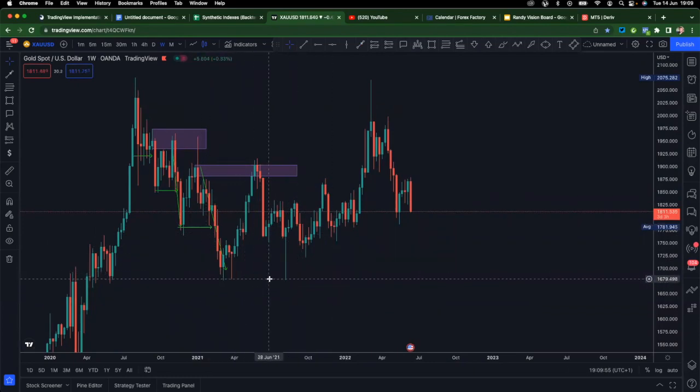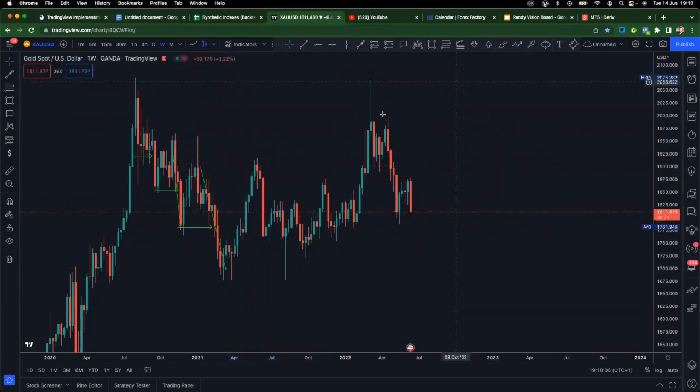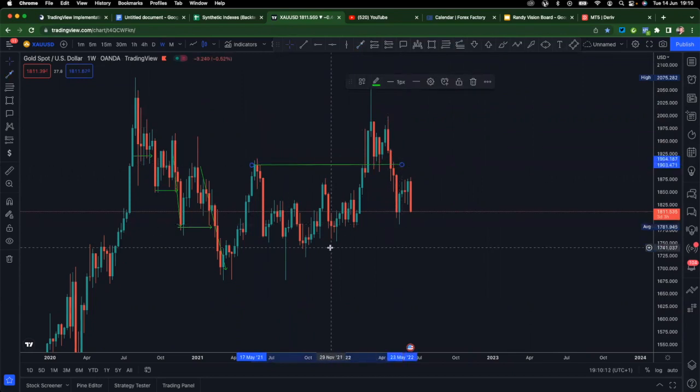So what does it tell you? It tells you that if we spot a break, sorry about this, if we break this high right here, what are we expecting?